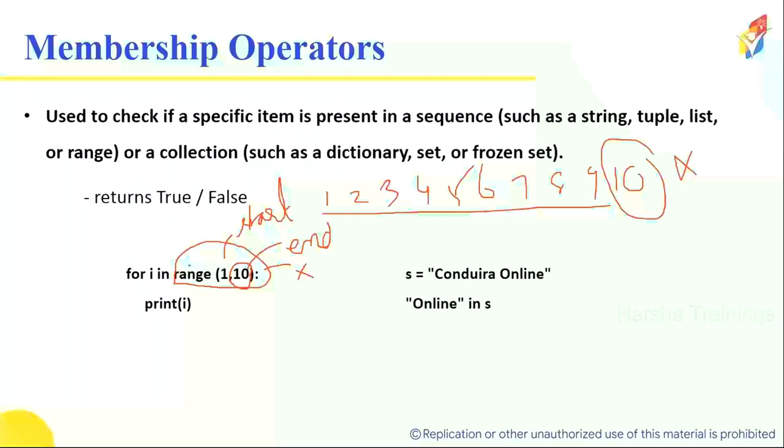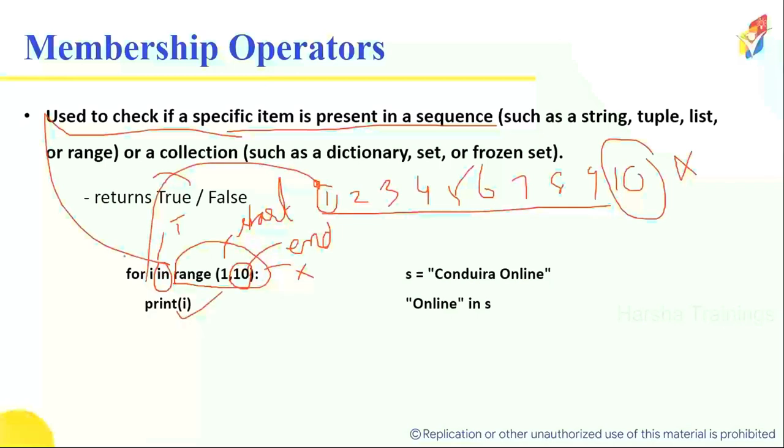Here I am having the in operation. What is the meaning of the in operation? It is used to check if a specific item is present in the sequence. Membership operations, both in and not in, return true or false. For example, my pointer will be here. Do I have a number here? Yes, so the in operation returns true, and one will be copied to i. I will discuss the for loop in the next session.